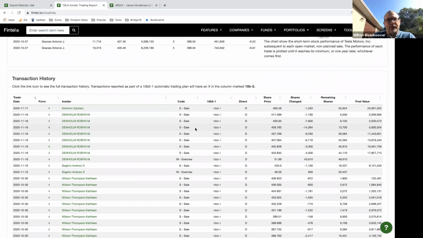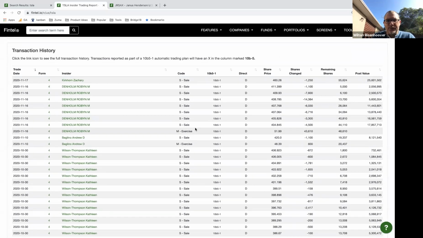And they have to file a Form 4 within 2 days of making a trade. So here you can see, I'm starting down here at the bottom of the page to see the transaction history. You can see all the trades here. The trade date here was 11/17. We send out the alerts as soon as we get them. The actual file date is going to be something different, probably 2 days later.